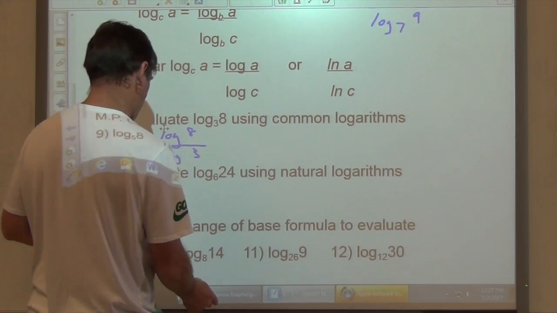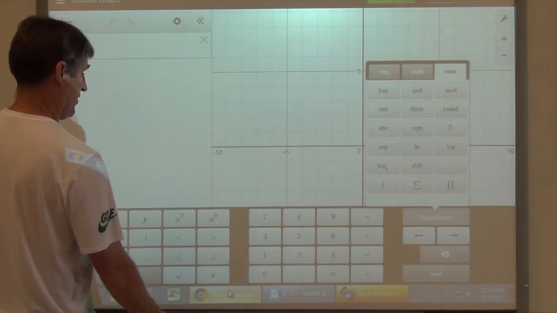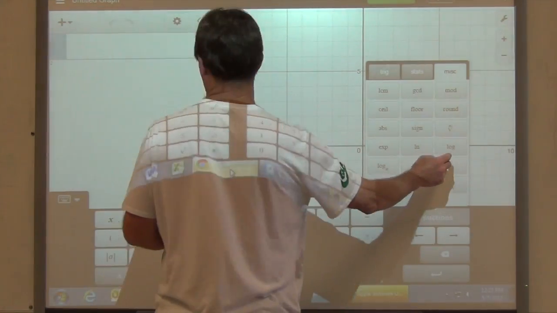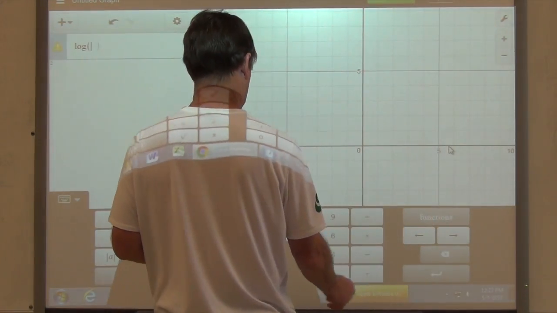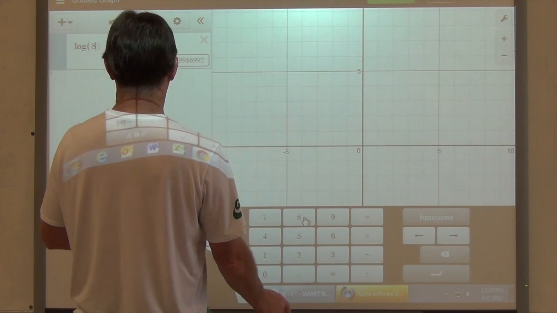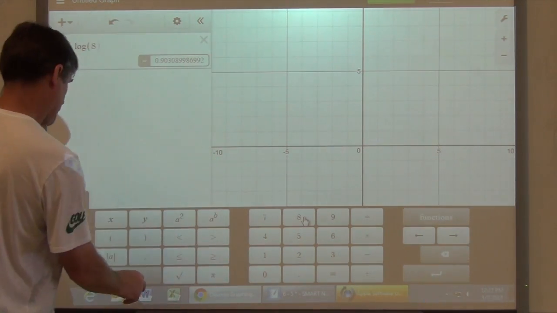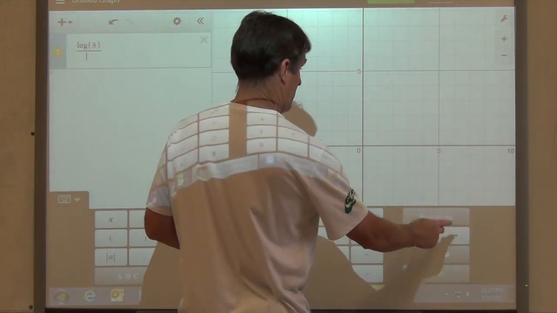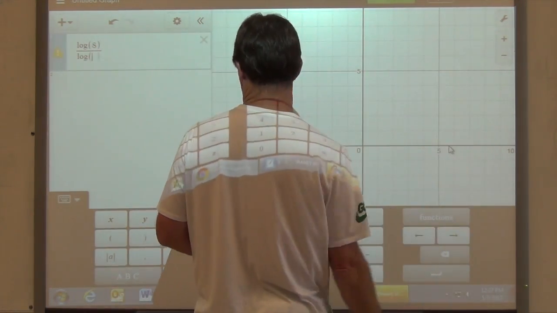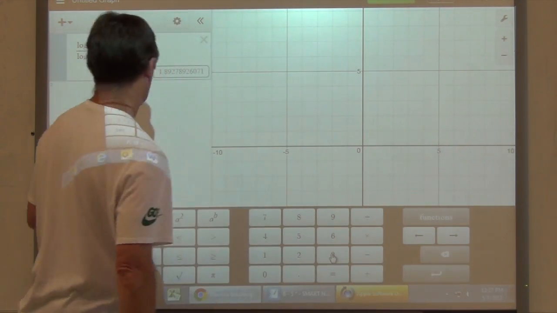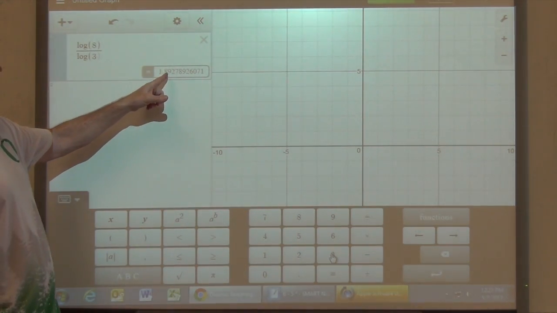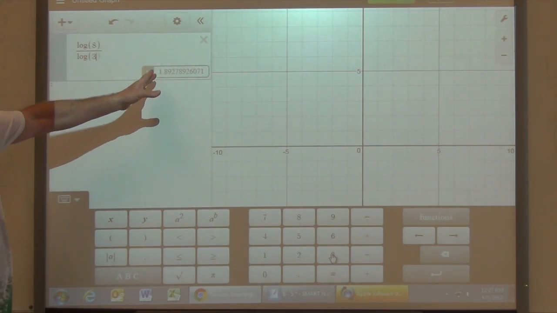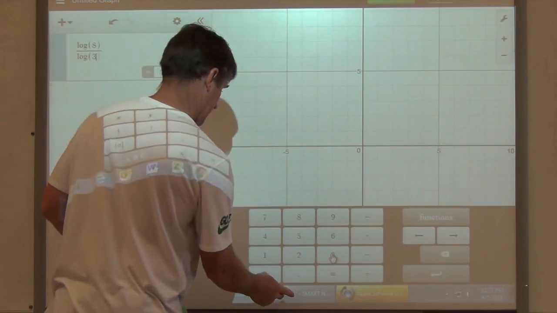And now we go to the graphing calculator, and we're going to do log of 8, close our parentheses, divided by, go back to functions, and log of 3. And it tells us it's 1.8927. So they'll probably have you rounding to the nearest thousandth, so 1.893.